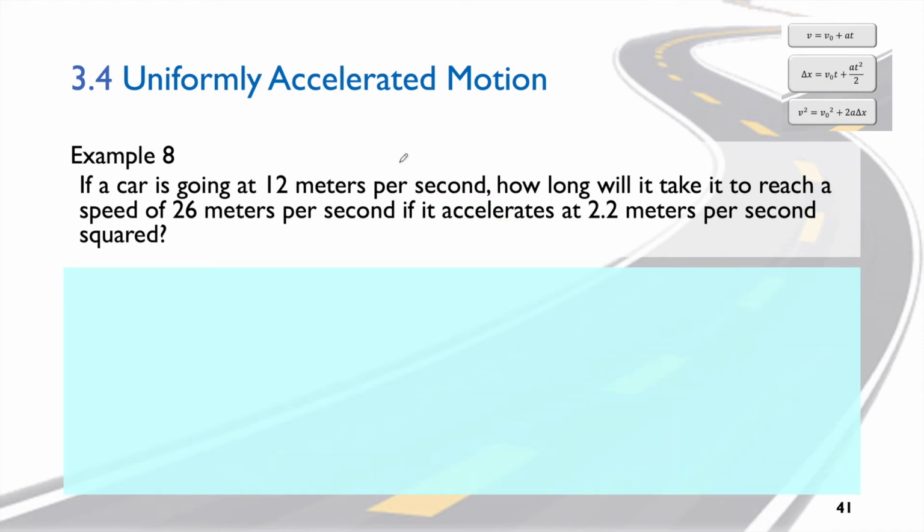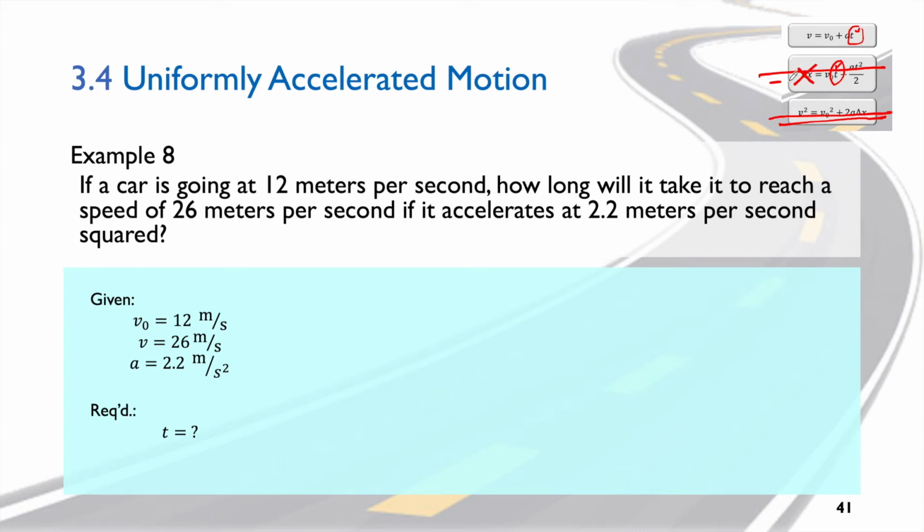Let's write the given. So we have the following given. And we are now looking for the time. The time says how long. Now, let's look at the equations. We are looking for the time. Here, we have time. Here, we have time. Here, we don't have this one. So this is not the right equation. Therefore, we'll use the first equation.